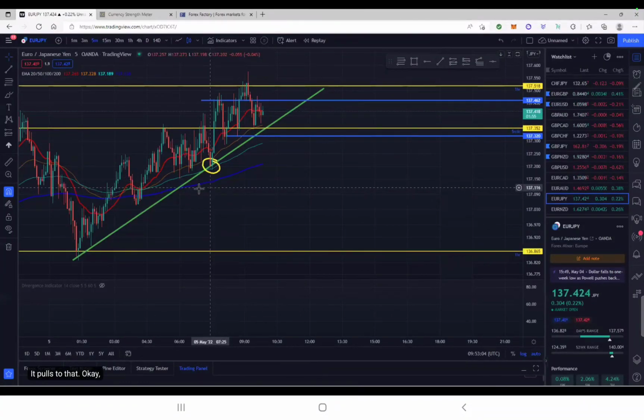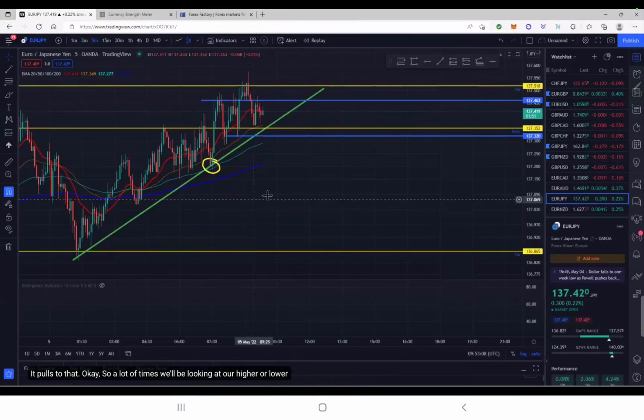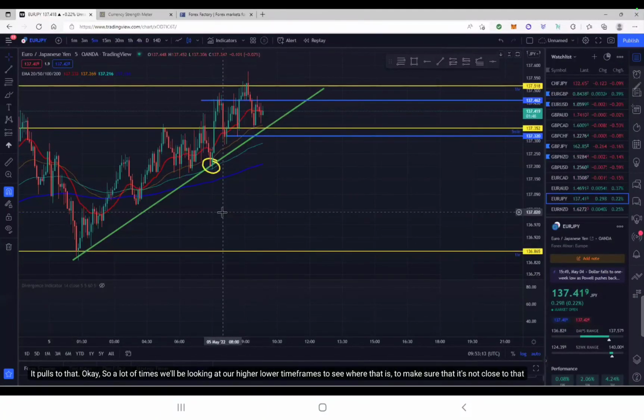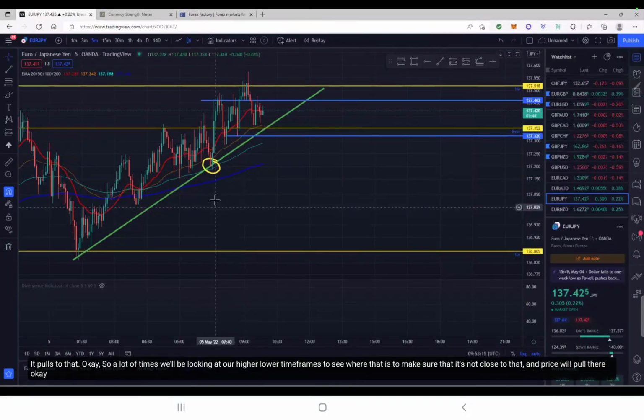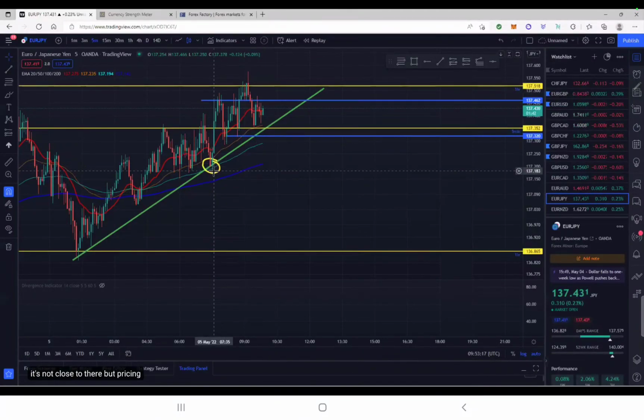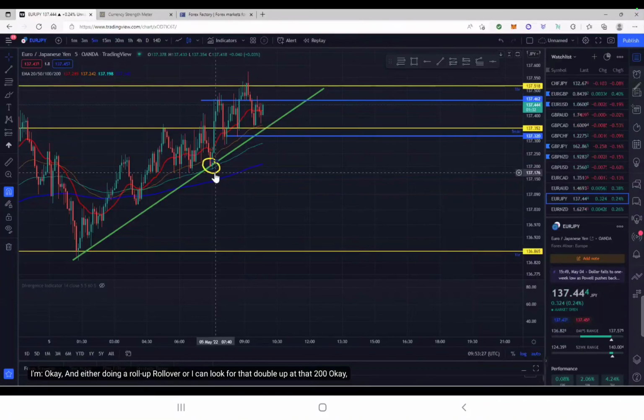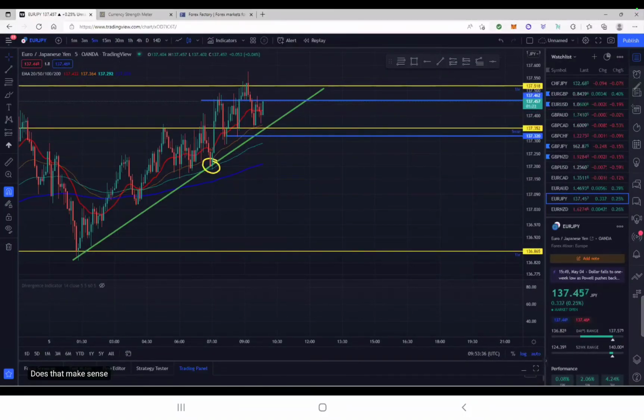Okay, so a lot of times we'll be looking at our higher or lower time frames to see where that is, to make sure that it's not close to that and price won't pull there. If it's not close to there, but price is pulling a little bit further down, I'm okay with either doing a roll up, rollover, or I can look for that double up at that 200. So that's why it's important, with that multi-time frame analysis. I'm going back and forth looking at those EMAs and where it is. Does that make sense?